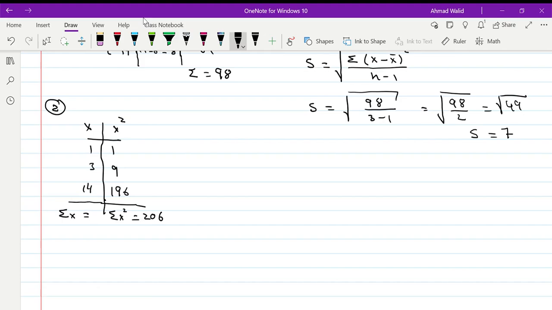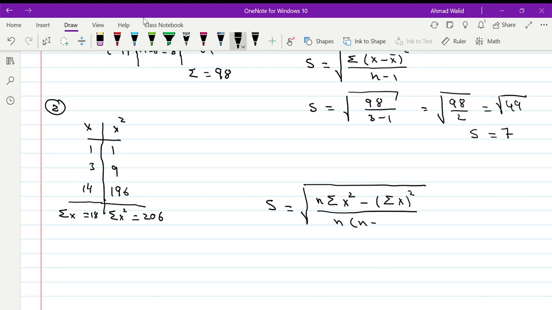And the sum of the x's gives you 18. Your formula 2 was s equals the square root of, what was the actual formula, n times the sum of x squared minus parentheses the sum of x all squared, over n times n minus 1. You see there is a difference between the two. You said, oh wow, they are the same.